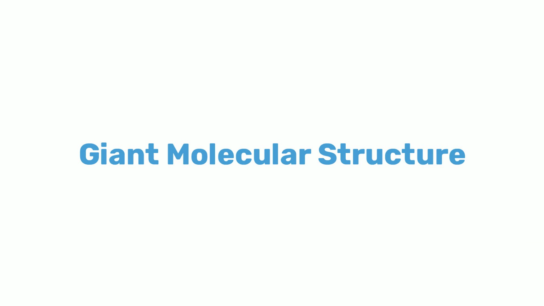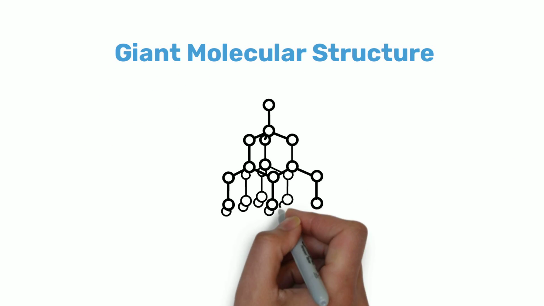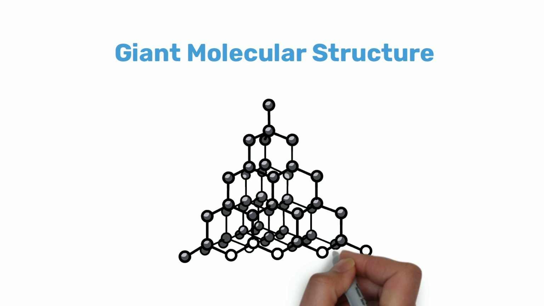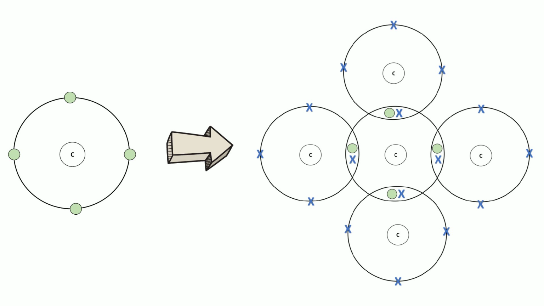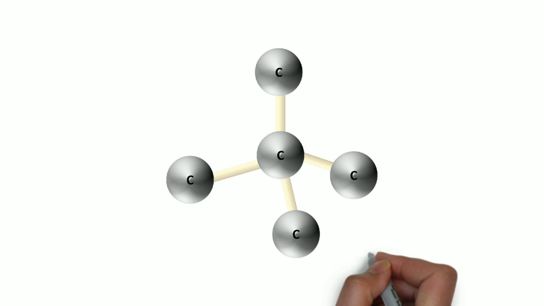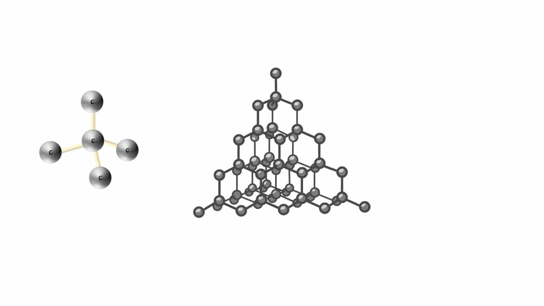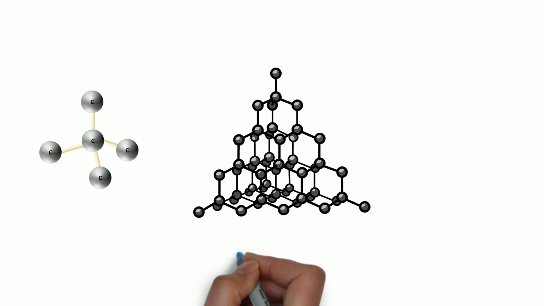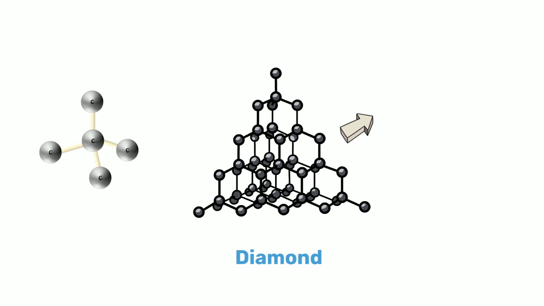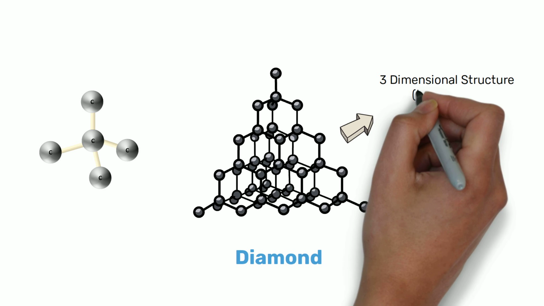So for giant molecular structure, we take a look at this example where a carbon atom has 4 valence electrons, and it is bonded to 4 other carbon atoms. This is how the carbon molecule looks. When it's repeated in a long chain, it will form diamond, which has a 3-dimensional structure, which is tetrahedral.